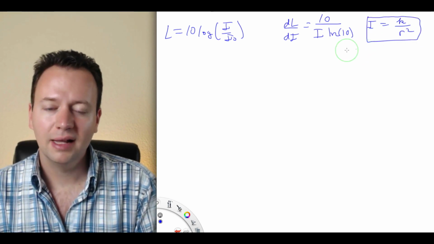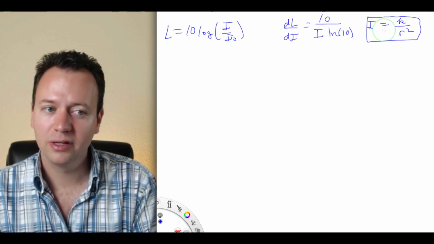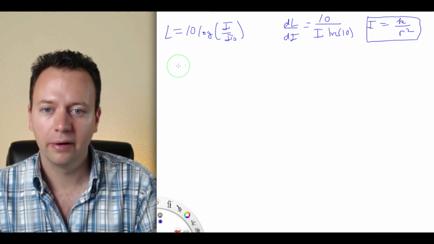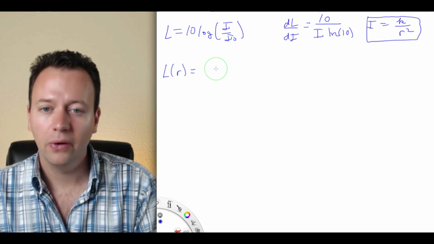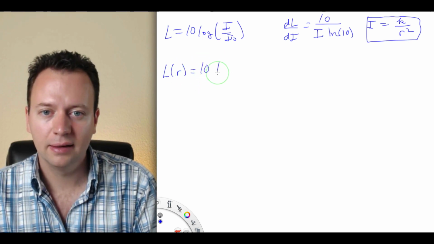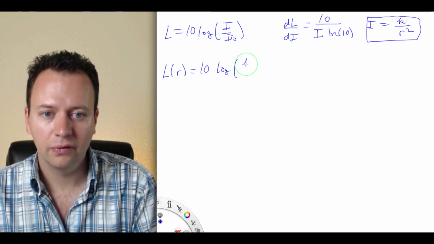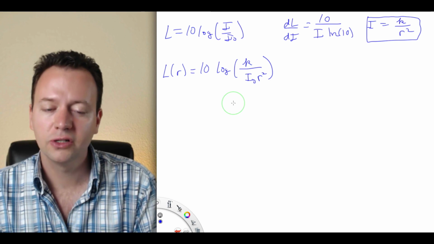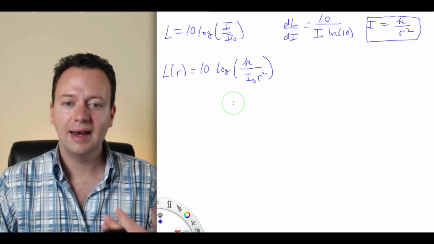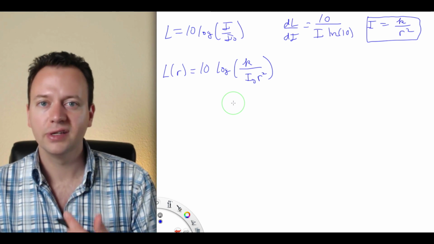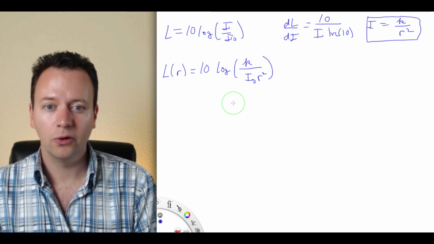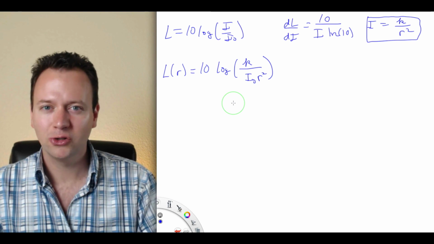So now let's replace I with this function k over R squared. And instead of viewing it as L of I, let's do L of R. So L of R is going to be 10 log of k over I naught R squared. So this is for a particular source, and now we're looking at the loudness measured in decibels, in other words, the sound level measured in decibels, as a function of your distance to the source.